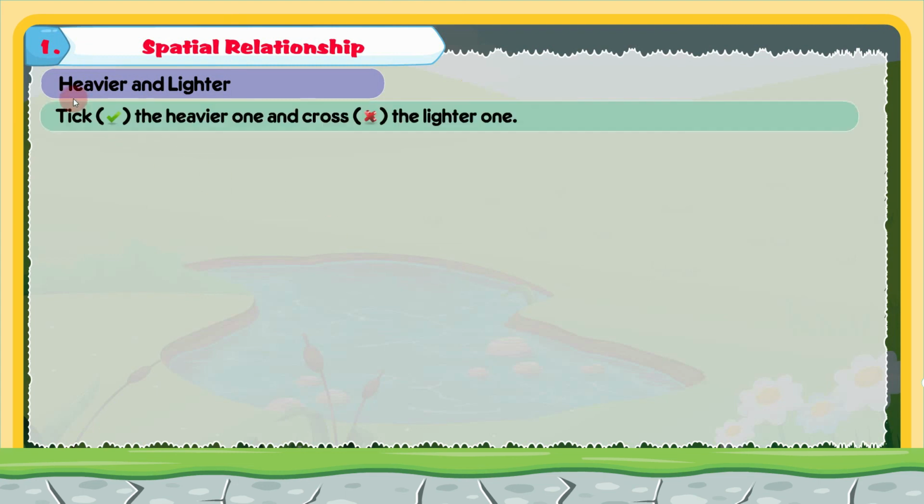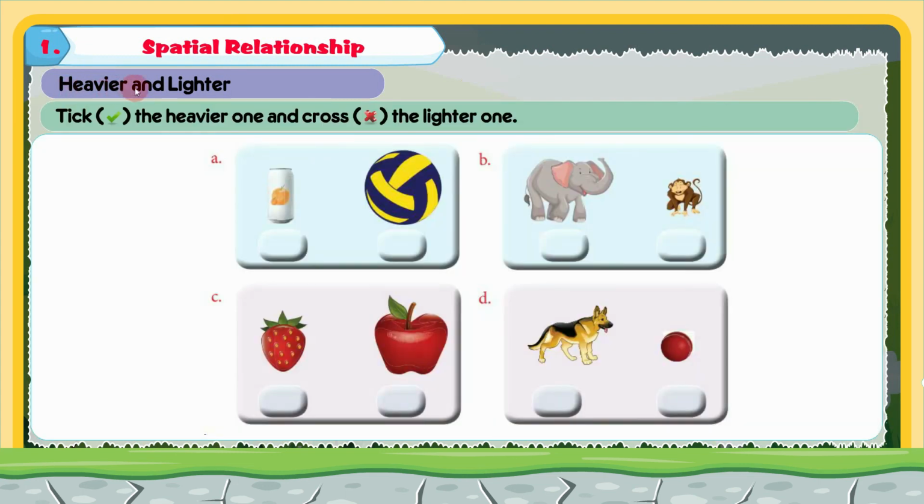The next is heavier and lighter. Tick the heavier one and cross the lighter one. Here we have 4 images, 4 boxes, A, B, C, D. In this box we have to identify the heavier one and the lighter one. So with these two pictures, the ball is heavier and the fruit juice can is the lighter one.